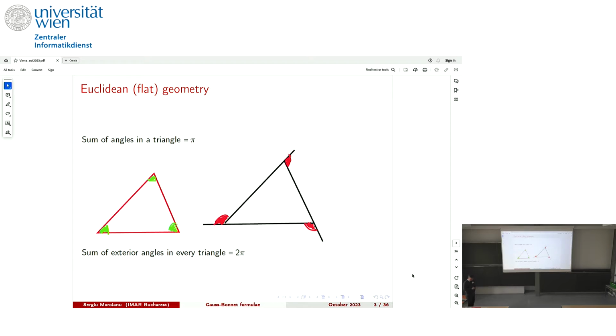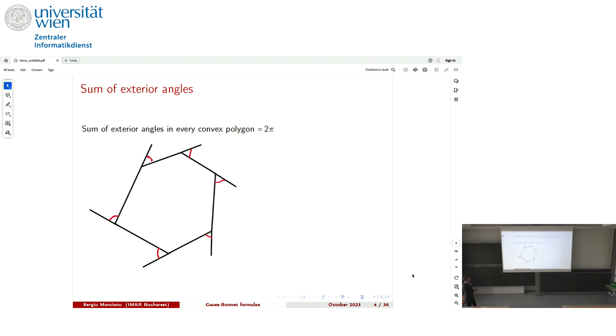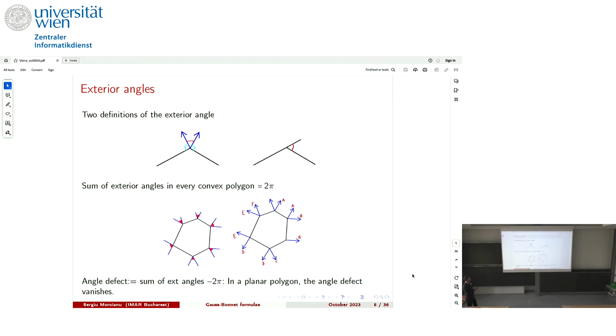Okay, so now let's start with Gauss-Bonnet. The easiest instance of Gauss-Bonnet is that the sum of angles in flat space is pi. But that's not the correct way of looking at it. You have to look at exterior angles. And there, the sum of angles is 2 pi. And then you notice the same stays true for any polygon. Let's say it's convex. It doesn't matter how many edges you have.